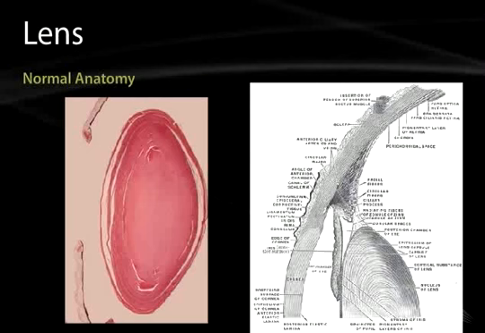In front of it is the iris and the pupil, and so most of the time you'll never get a full view of the lens, even in a fully dilated pupil. The normal histology is shown on the left, and a diagram is shown on the right of the relationships it has to other normal tissues.